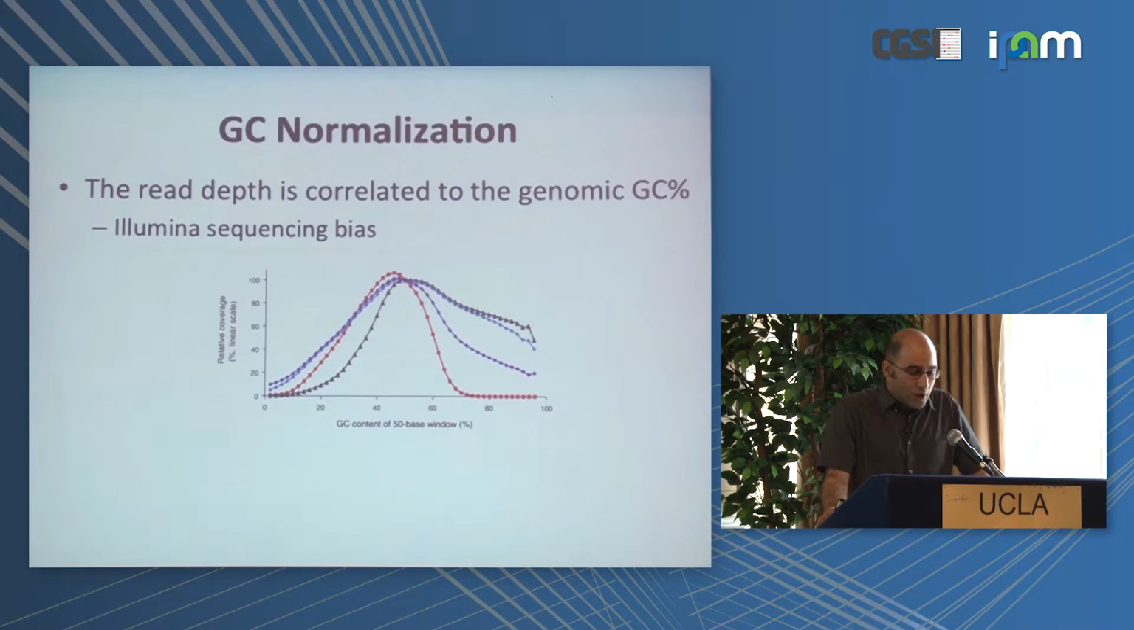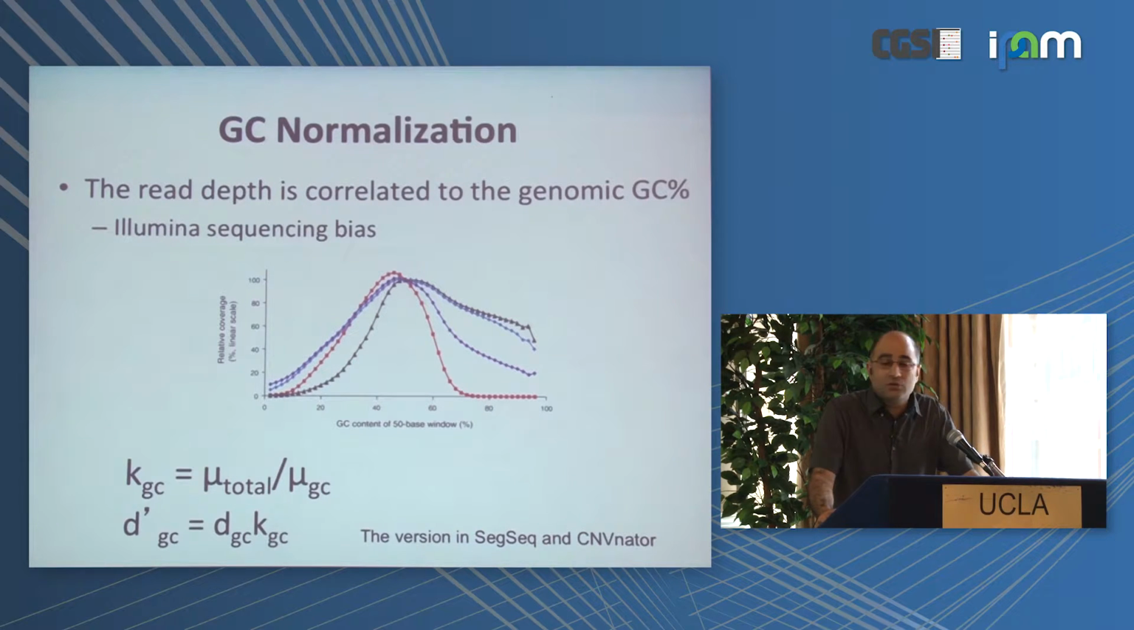So the GC problem that I mentioned, or the GC normalization that we have to take care of, is that the read depth is highly correlated with the GC content of the segment that is being sequenced. So this shows an experiment done on Illumina data for the same segment sequenced in different conditions. The x-axis is the GC content of the windows of 50 base pairs, and the y-axis is the relative read depth. As you can see, for the regions that are very low GC or very high GC, the read depth drops significantly. And we have to normalize that and fix that.